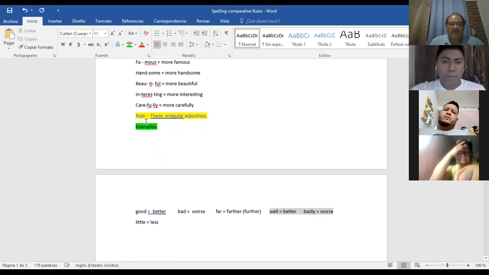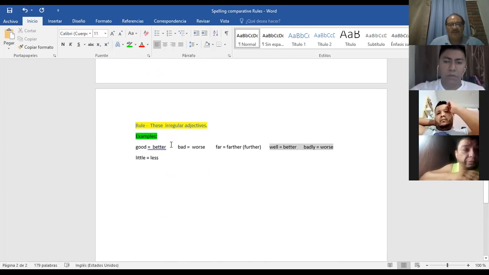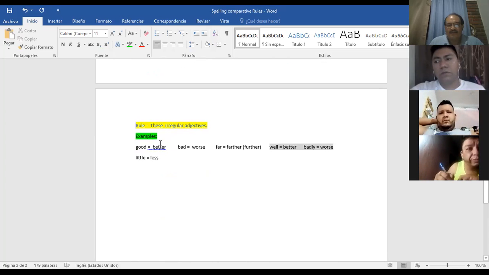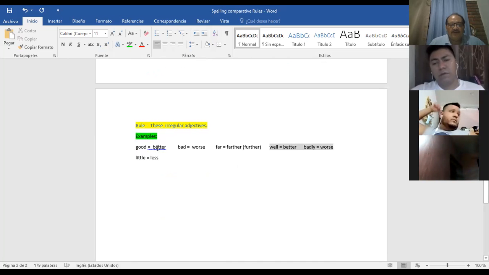And the other one is the irregular ones. Estos son, no hay regla. Estos solo hay que memorizárselos, porque no hay una regla que diga los que terminan en D, los que terminan en R or less. It's just a way that they do it, right? So good, for example, is better. Que sería como decir more good, right? That would be like saying more good, but it is not correct in English.